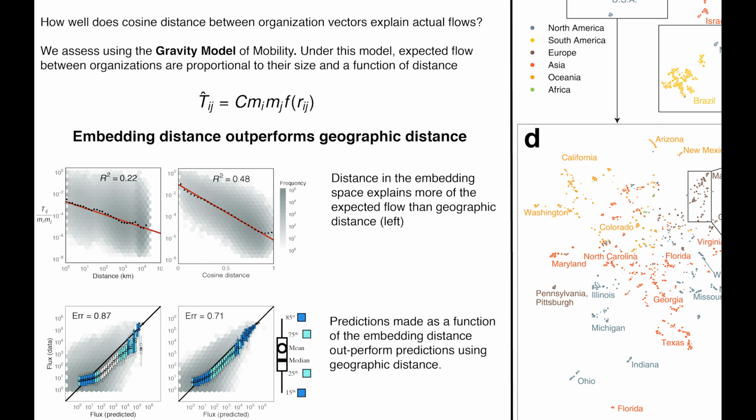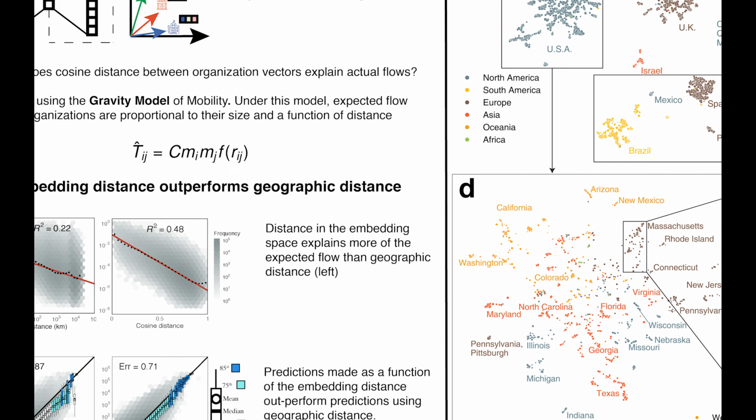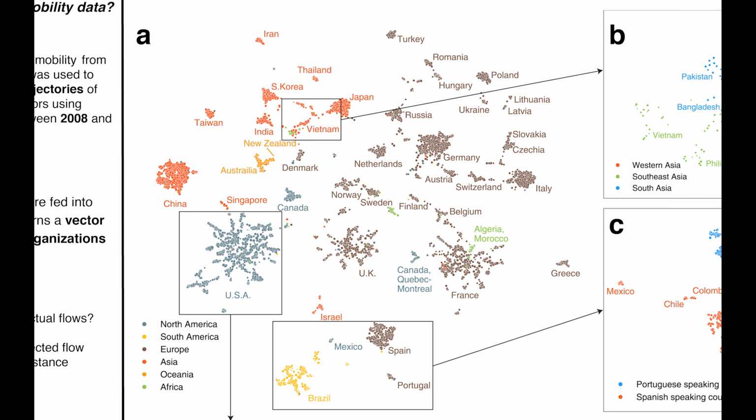Here, in the first set of plots, we show that the embedding distance explains more of the total variance of real-world flows than does the geographic distance. And in the second set of plots, predictions made with the gravity model and embedding distance outperform those made with the geographic distance, with predictions more in line with actual flows. But what is actually being captured in this vector space? To explore this, we project the entire vector space onto 2 dimensions using UMAP.